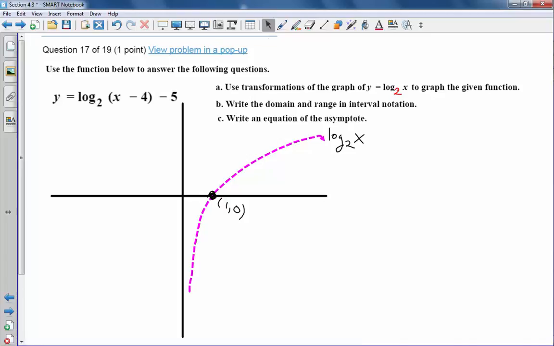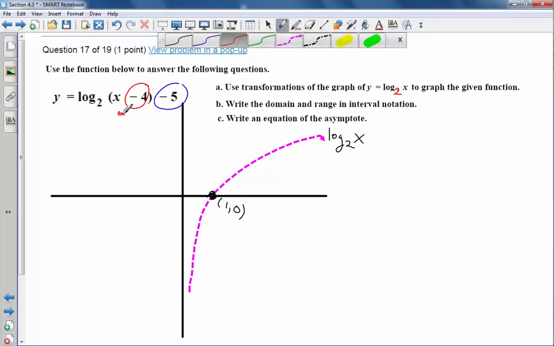Now, all you need to do is discover what kind of transformation this and that will make. Alright, let's start with the red one. What kind of transformation happens if you subtract a number directly from x, not from the entire function, from x? What kind of shift? Right 4. From section 2.6, right 4. This is going to move 4 units to the right. Alright, how about this one? What kind of shift is this? Down 5.